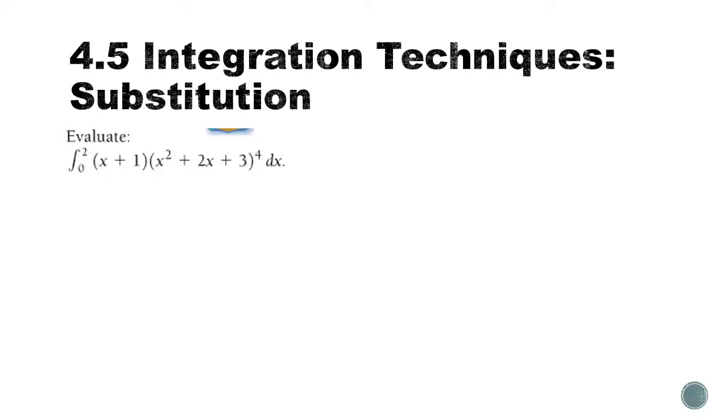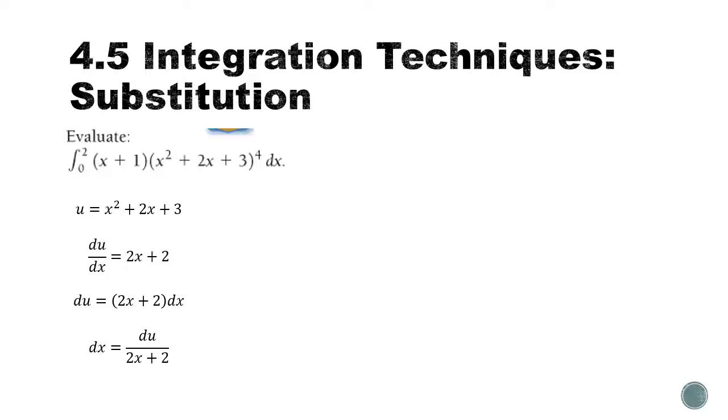So here we have a problem. The first part of it is the same no matter what technique you use. We're going to let u be x squared plus 2x plus 3. That's the one in the parentheses with the power. It's the more complicated part of the problem, so that's what we're going to use.